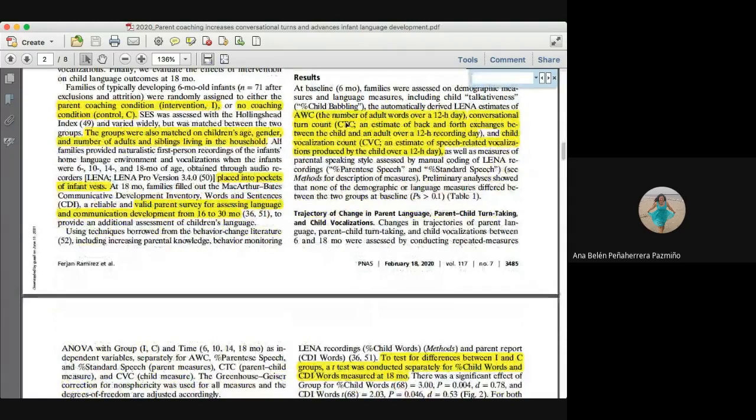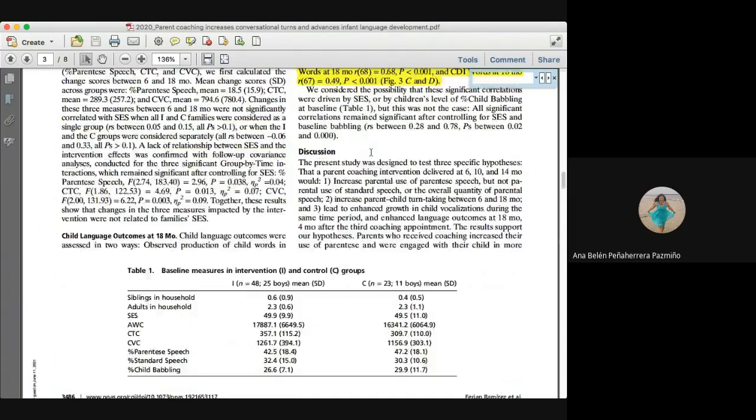The parameters that they measured were the number of adult words over a 12-hour day, and also the conversational turn count, which means the response, the answer of the baby, and the vocalizations. Let's see how they relate.